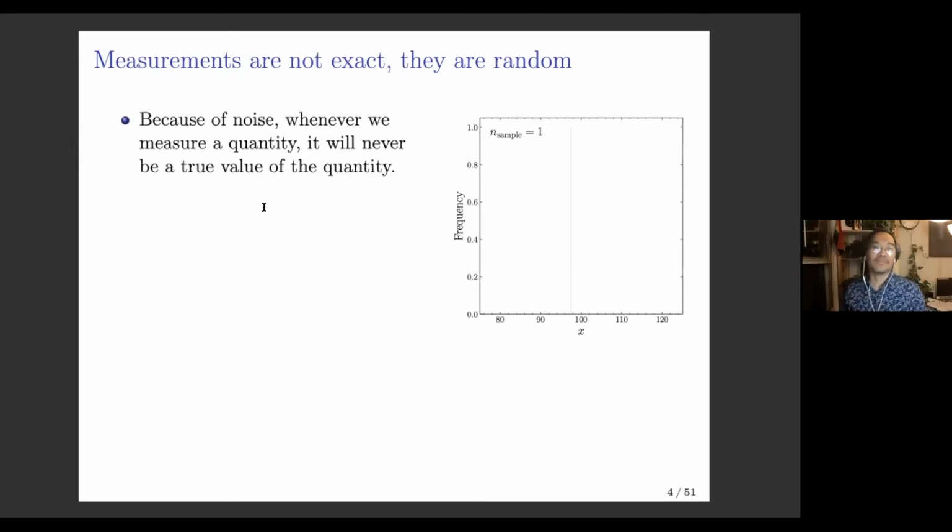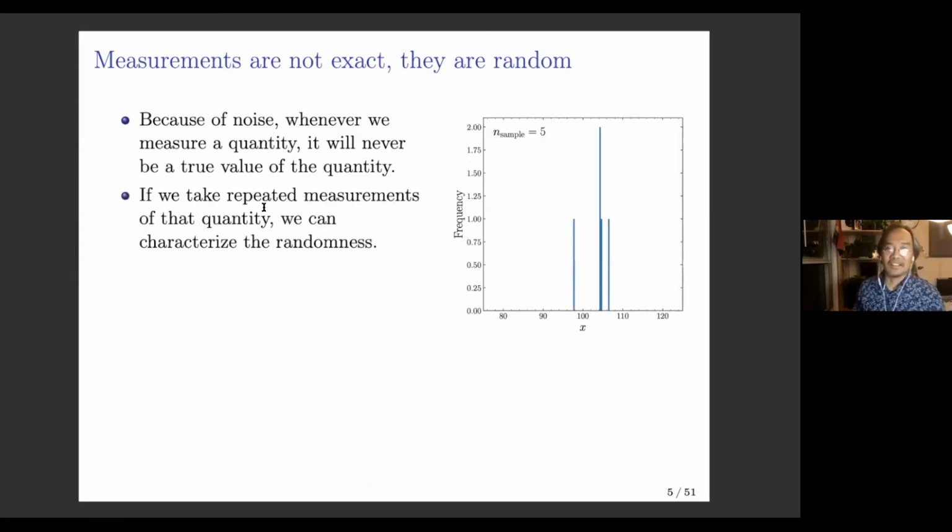Because of the noise that we've discussed, whenever we measure something, it is not actually the true value. It is always random. If you see here, before, we observed one data point; we measured something only once. Now we measure it 5 times. We have 5 different results, right? Two of them are close to each other here.